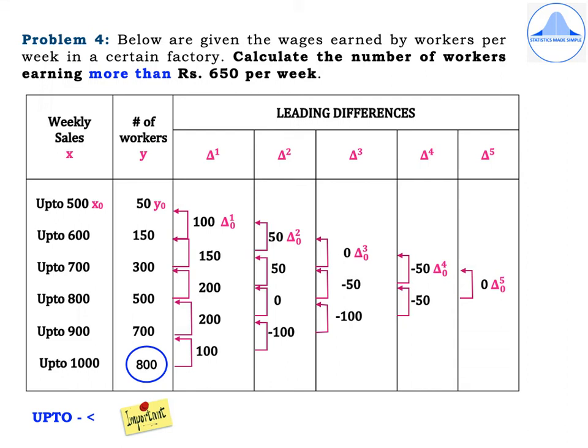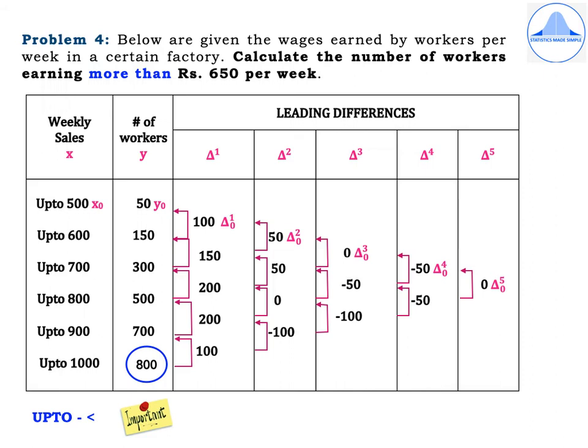Next, find out delta square, which is 150 minus 100 is 50. Call it as delta naught square. Then 200 minus 150 is 50. 200 minus 200 is 0. 100 minus 200 is minus 100.